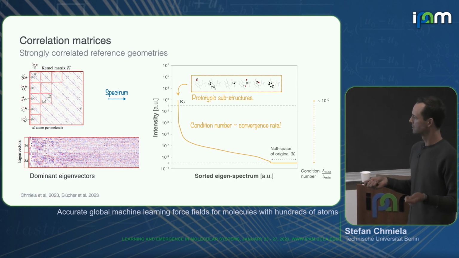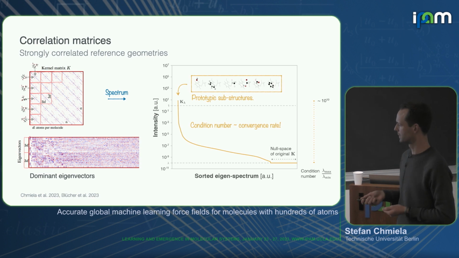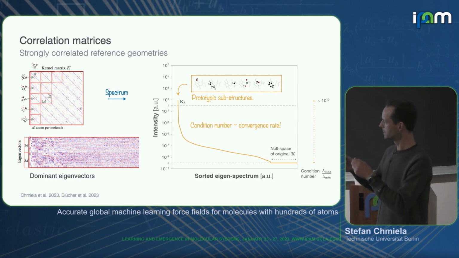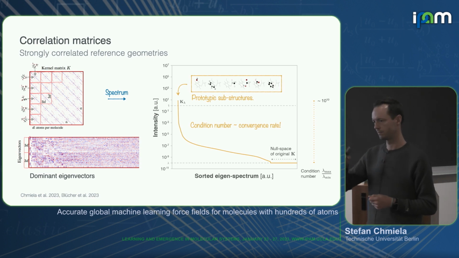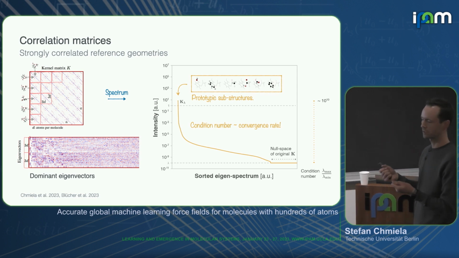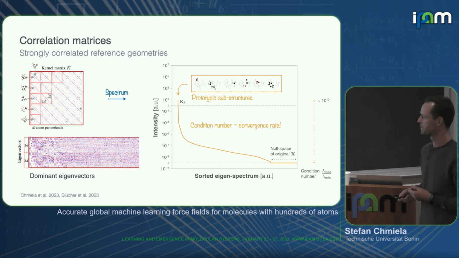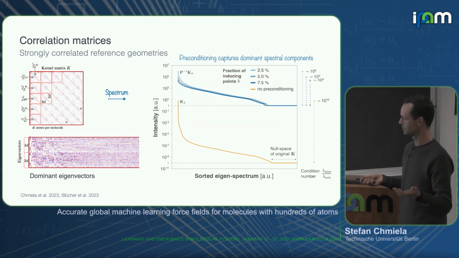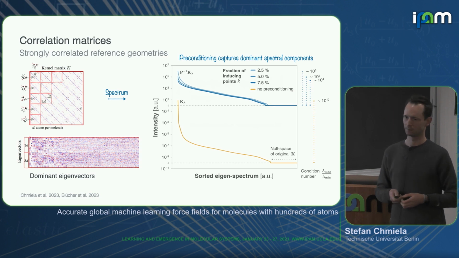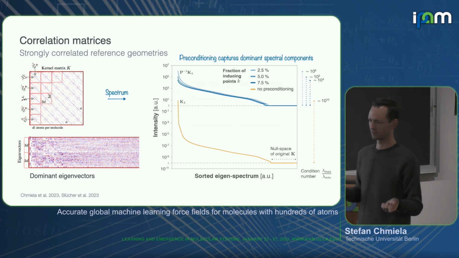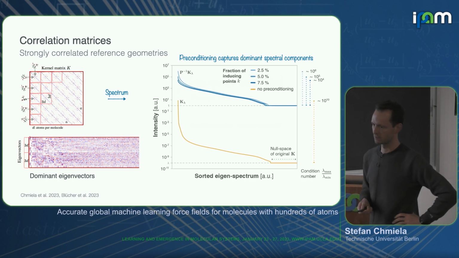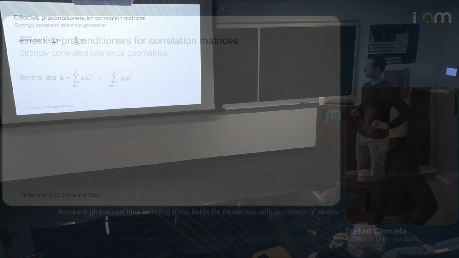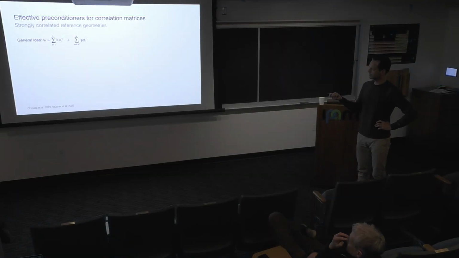And if we do an eigendecomposition of a typical kernel matrix, then we see that the dominant eigenvalues really contain very repetitive patterns, so prototypical substructures of the molecule. And now we can use this information to design a good preconditioner in order to project those problematic dimensions out of the kernel. So the general approach remains.